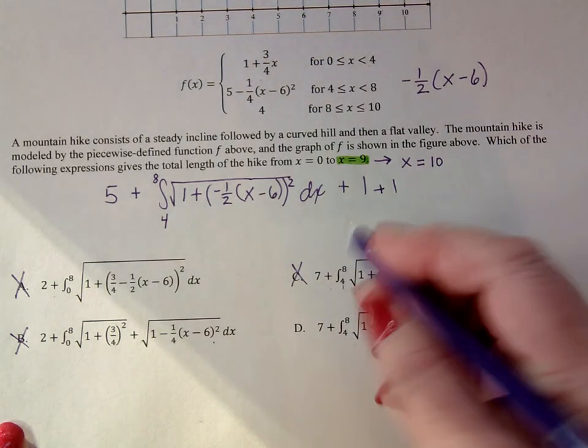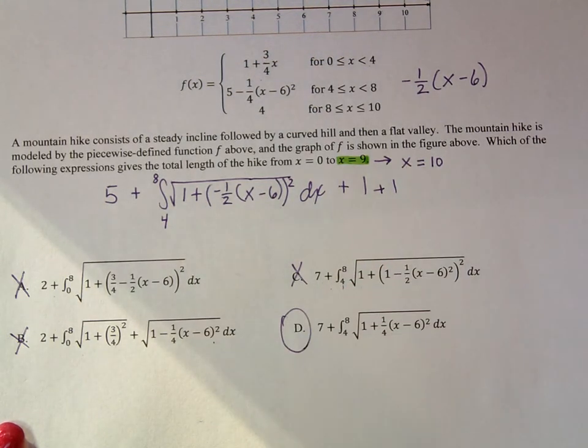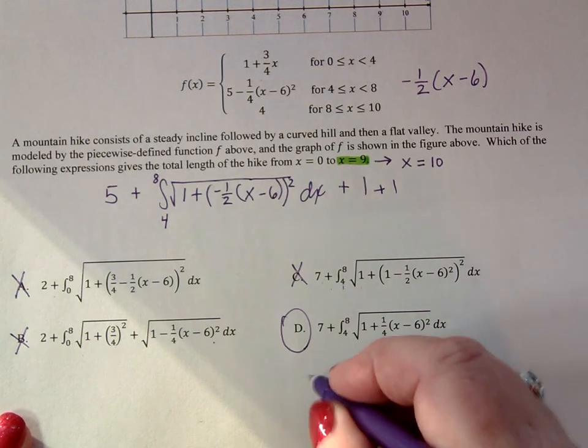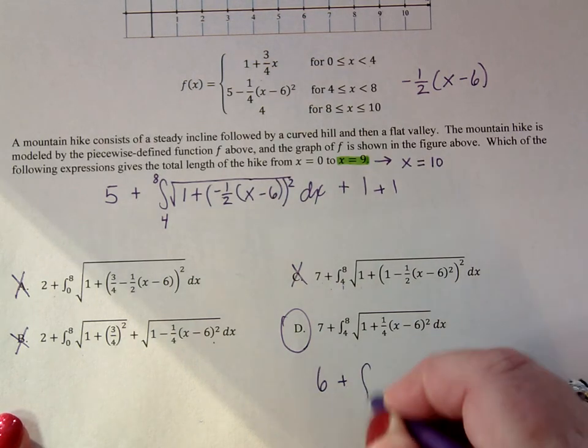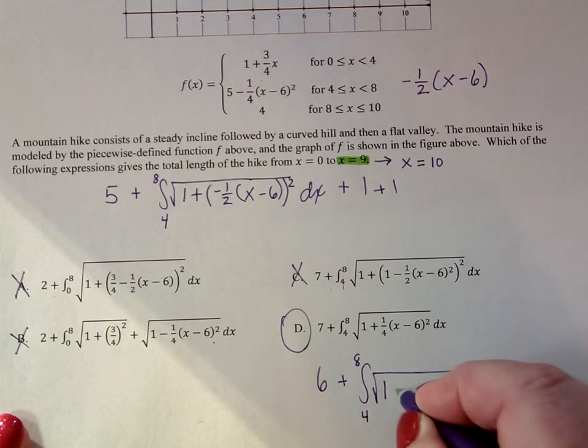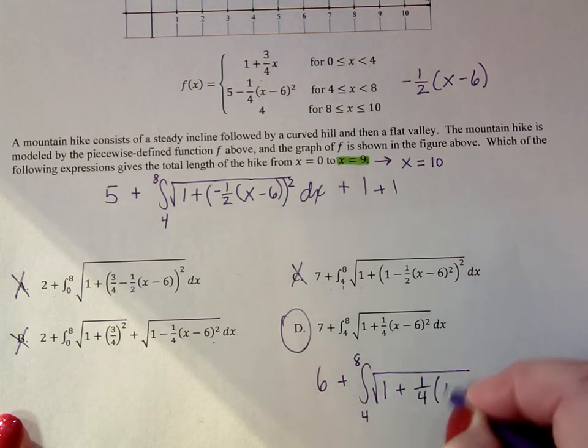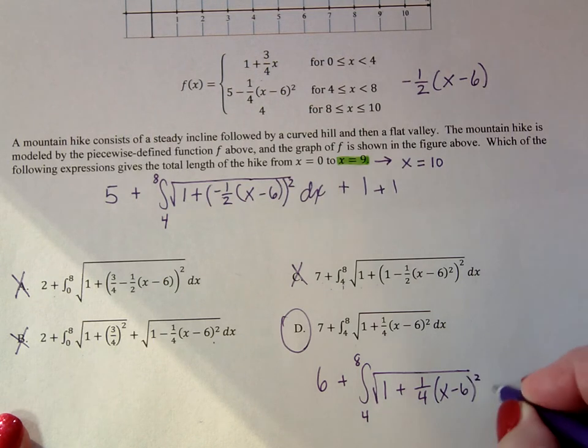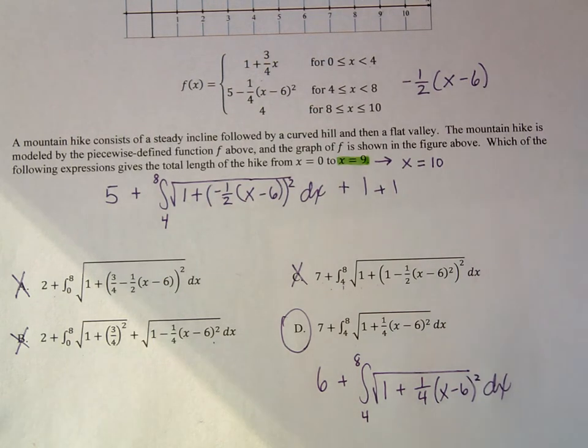There's a bit of a typo in the midst of that. It should be going from x equals 0 to x equals 10 in order to fit their multiple choice answers. The way that they have it written, you would have it as 6 plus the integral from 4 to 8 of the square root of 1 plus 1/4 x minus 6 quantity squared dx. And that's it. That's section 8.13.